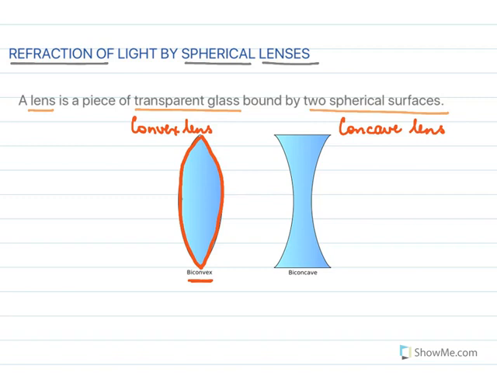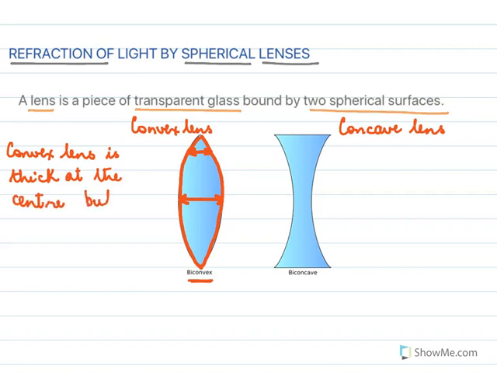You can also notice that the lens is thick in the center and thinner at the edges. So the convex lens is thick at the center but thinner at the edges. There are more differences which we will learn later.